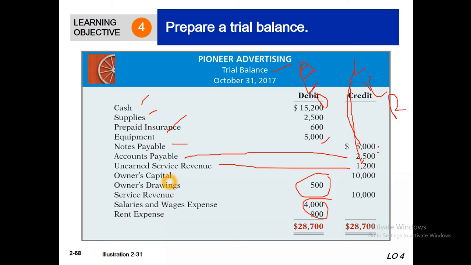And owner's capital, this is our capital item, and this is our revenue item. This is revenue. So easily we can remember: asset, expense, and drawing, all three items will be debit, and liabilities, capital, and revenue, all three items will be credit. So we can easily prepare this trial balance. I think everybody is clear.